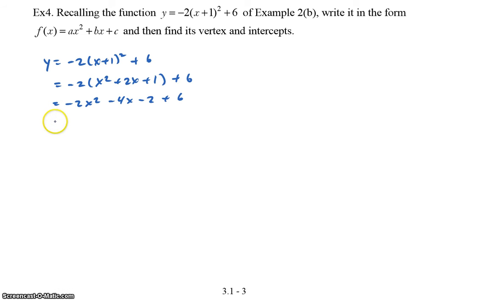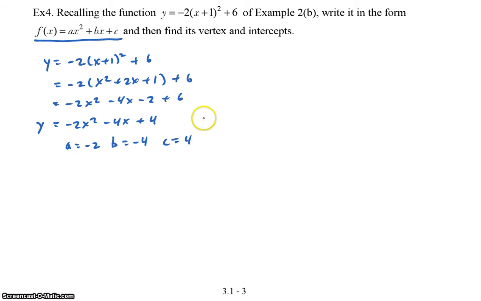What that will give me is negative 2x squared minus 4x plus 4. And now I have this equation in this alternate form, and let's suppose then that we were given the equation in that form to begin with, and show how we can obtain the vertex and intercepts directly from this new form. So what we need to do is identify A, B, and C. A is negative 2, B is negative 4, and C is positive 4.